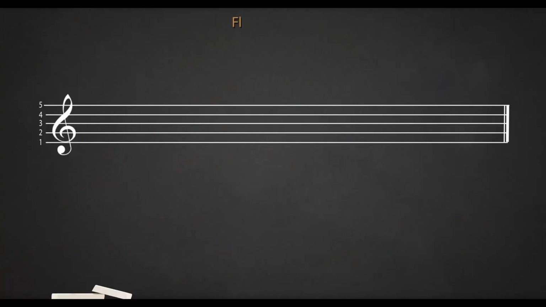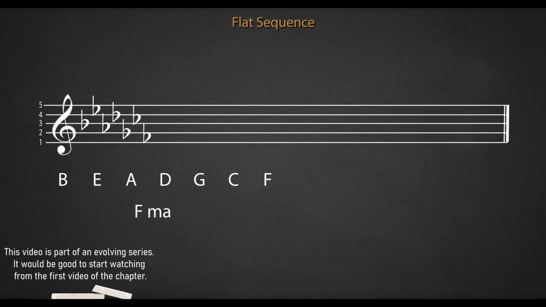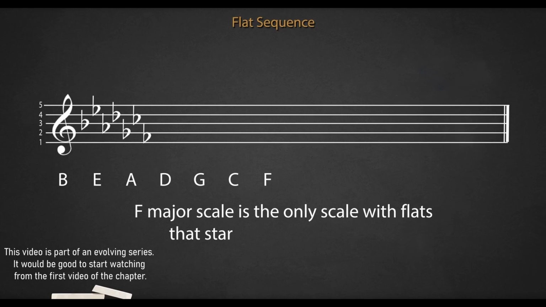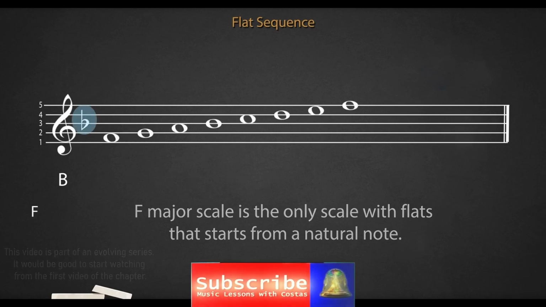Here is the second sequence, which is the opposite of the first one we learned with sharps. B, E, A, D, G, C, F. F major scale is the only scale that starts from a natural note, the exception I said just a few moments ago. And it has the first flat of the series as signature, B flat.